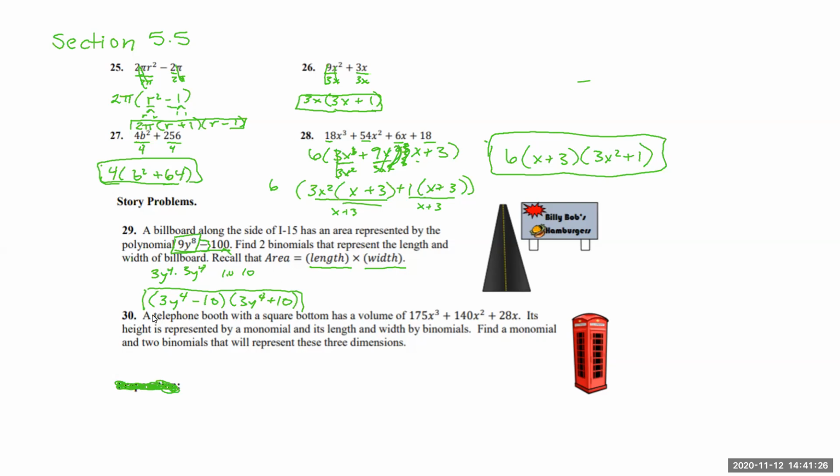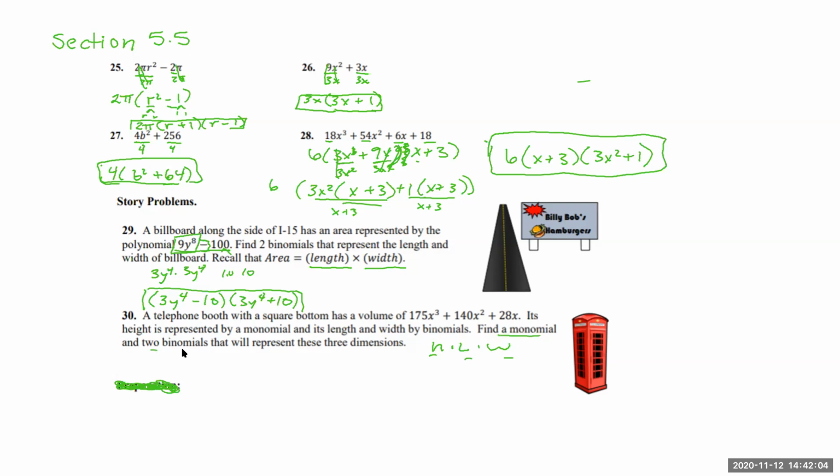Okay, so coming down to the last one here, 30. A telephone booth with a square bottom has a volume of 175x to the third plus 140x squared plus 28x. Its height is represented by a monomial and its length and width by binomials. So find a monomial and binomials that would represent these three dimensions. Usually the volume is represented by height times length times width.